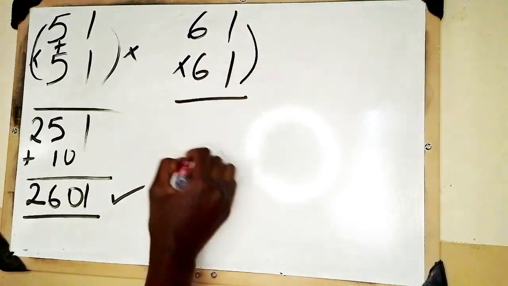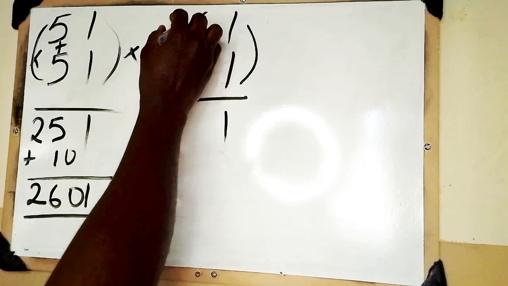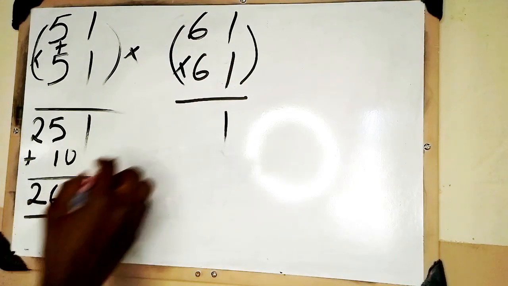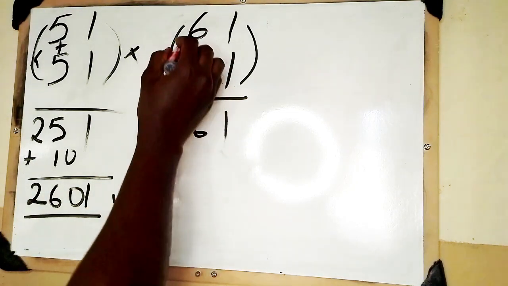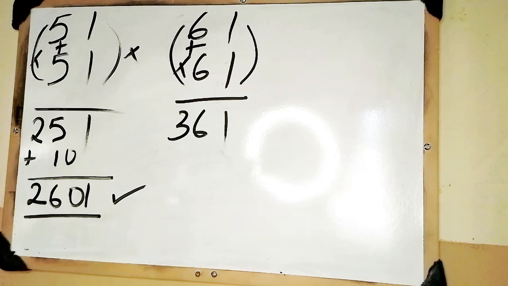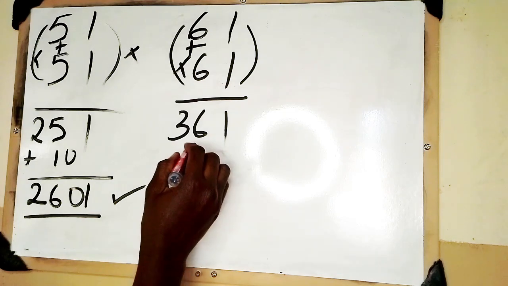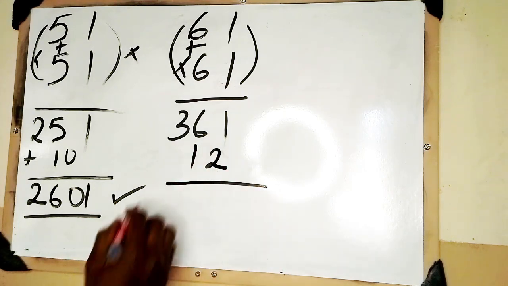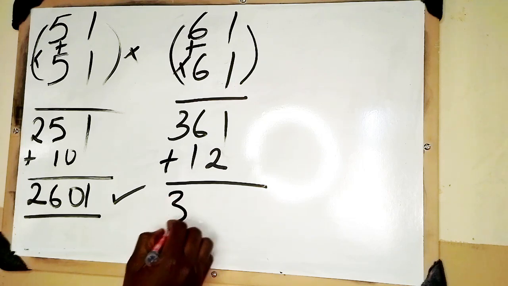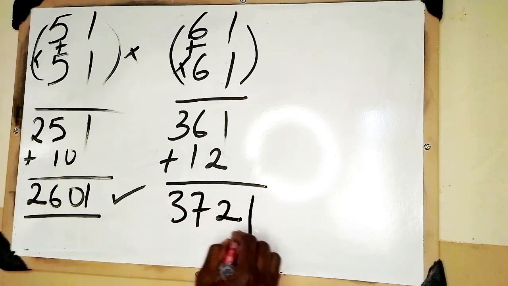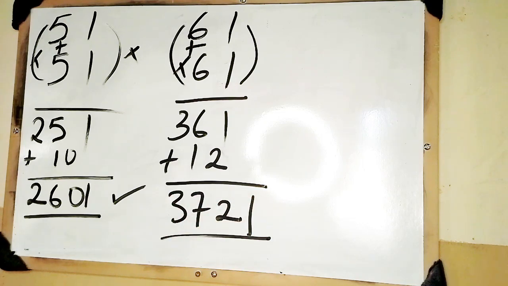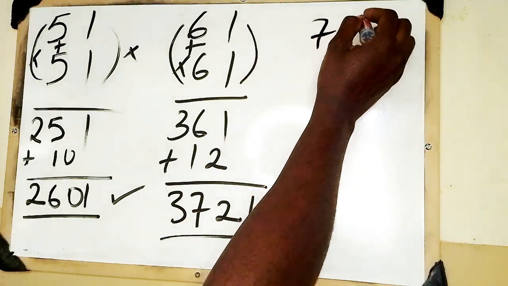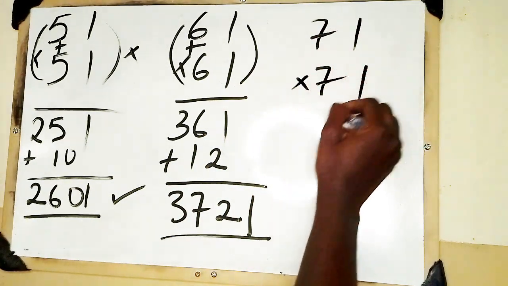We have 1 times 1, which gives us 1, 6 times 6, which gives us 36, and then 6 plus 6 gives us 12. You add the 12 here, you add it up, you have 3721. 61 times 61 gives us 3721. Let's try 71 times 71.